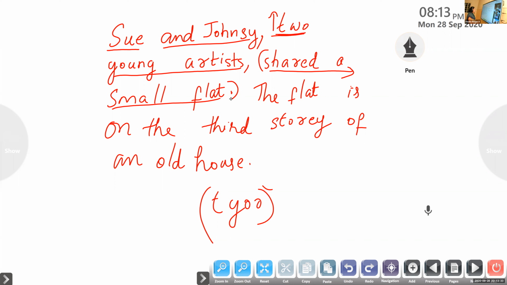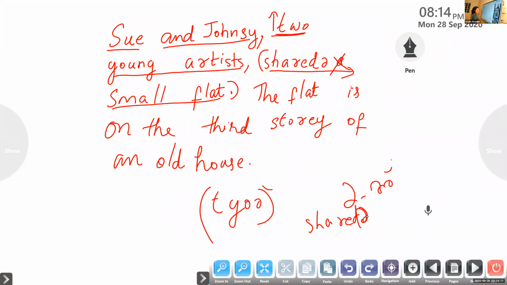Shared. Why do you look at this A? Shared a small flat. No. Okay, shared. It is like this. The schwa is coming there. Schwa. Like this, shared. Got it? Isha. Sue and John C, two young artists, shared a small flat. Perfect. I like that schwa. Okay.